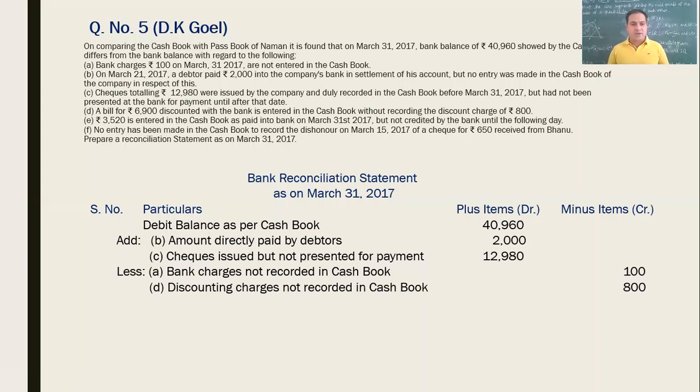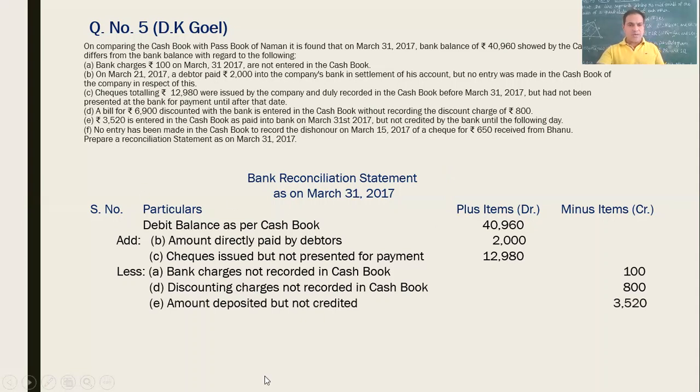Next, rupees 3520 entered in cash book as paid into bank on 31st March but not credited by the bank till that date. We have deposited a check of rupees 3520 in the cash book. So in the cash book we increase it, but in the bank it is not recorded. So the balance of the bank is lesser than the cash book. So in the cash book we will decrease it, or it goes to minus.